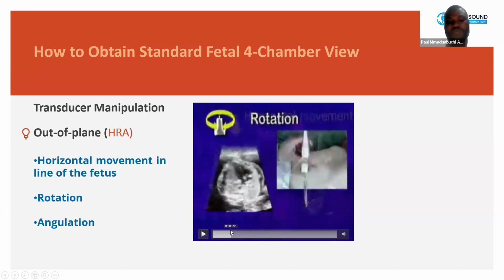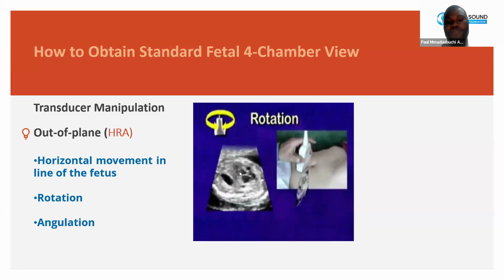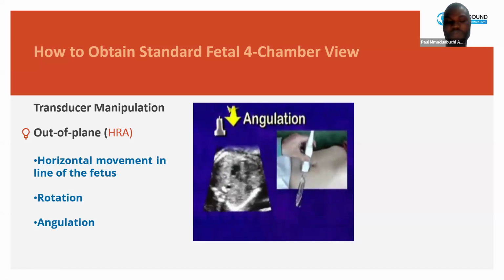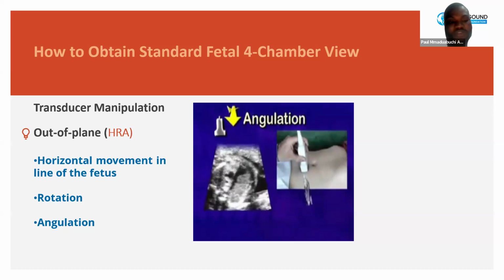But in respect to rotation, you could see that this can be assumed as the apical four chamber view, and a little rotation will take you to where the outflow tract is being visualized. So this is one of the ways you will be able to obtain your four chamber views using your out plane and your in plane transducer manipulation.